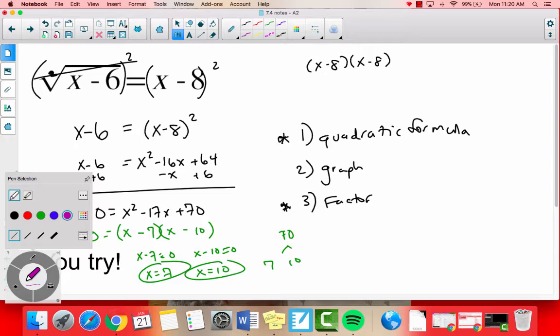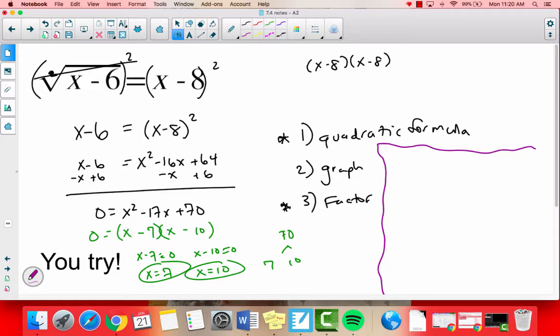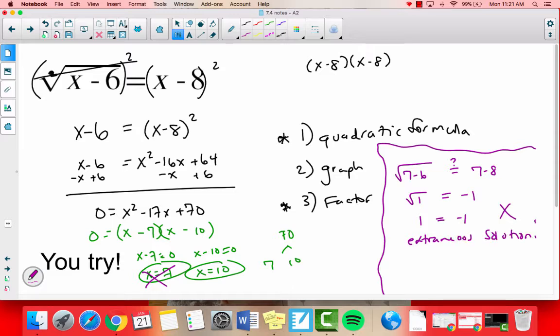If I do that, so I'll do that over here in this purple color, I get the square root of 7 minus 6. It has to equal the same thing as 7 minus 8. So the square root of 1, does it equal negative 1? Well, in this case, we're always talking about our principal root or our positive root, and that's going to get you 1. So 1 is not the same as negative 1. So positive 7 is an extraneous solution. So we would make sure that we write that. So it's an extraneous solution, which means it does not work.